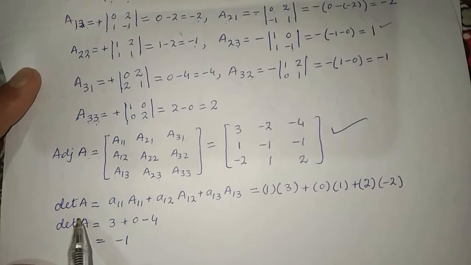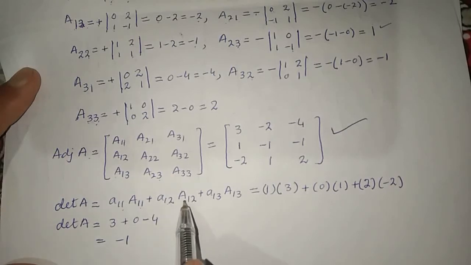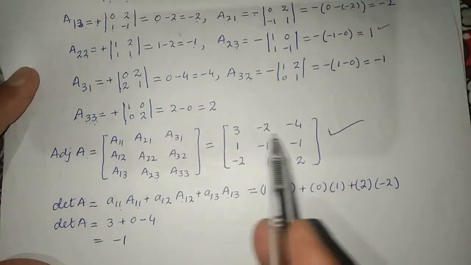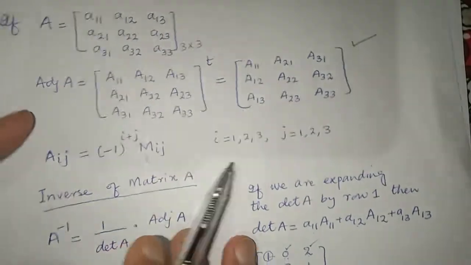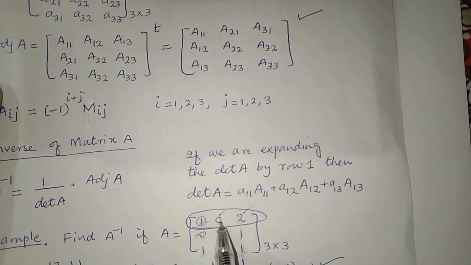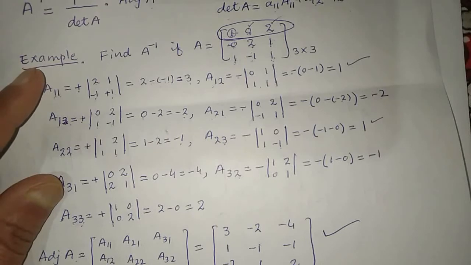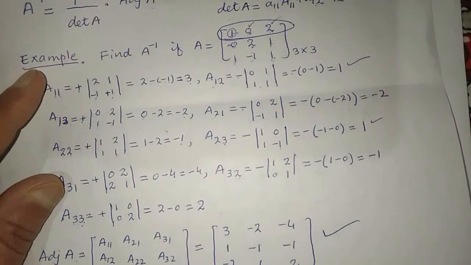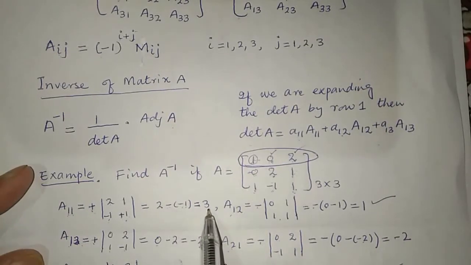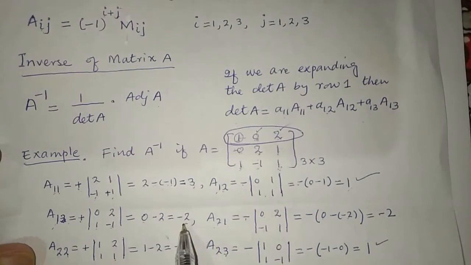Now determinant of A is found by a11 capital A11 plus a12 capital A12 plus a13 capital A13, because we are opening this determinant with respect to the first row of A. This is the first row. So 1, 0 and 2 are a11, a12, a13. Now the cofactors capital A11 is 3, capital A12 is 1, capital A13 is minus 2.